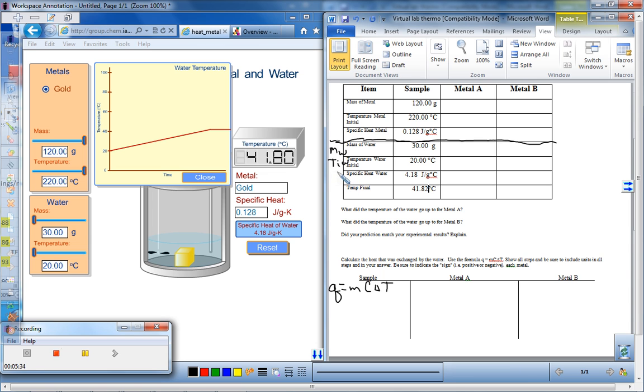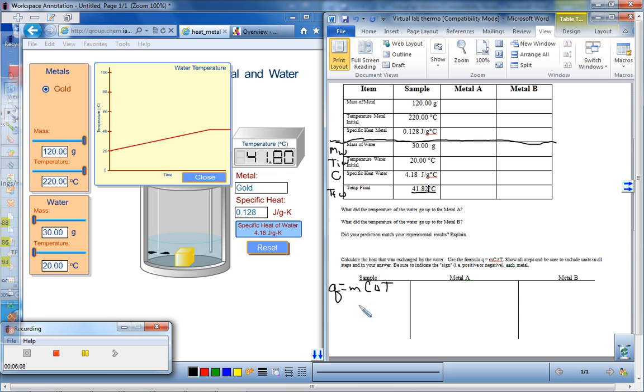This is the specific heat, which is capital C. And then the temperature final, this would be TF for the water. Now, by the way, this final temperature will not only be for the water, but it will also be for the metal. Because when you put the metal in, the metal heats the water, and the water cools the metal. So they end up being exactly the same temperature. So this final temperature will be true for the metal and for the water.